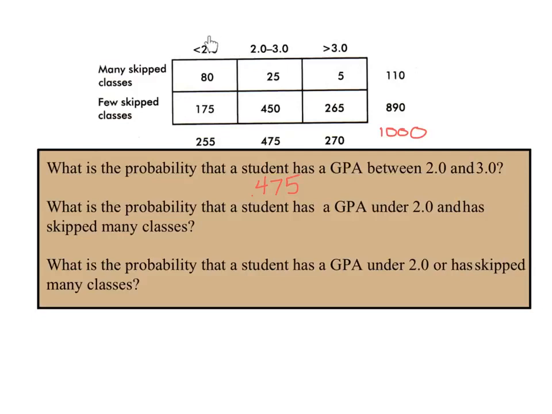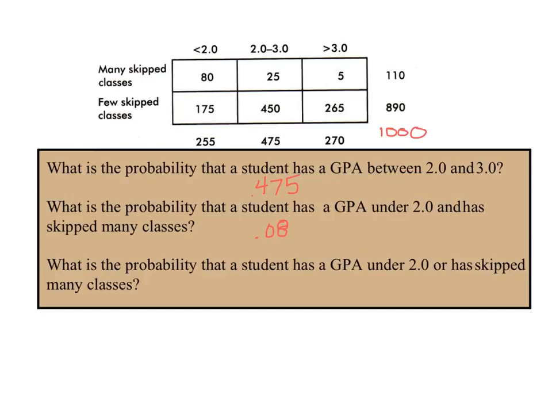What is the probability a student has a GPA under 2 and has skipped many classes? Okay, so GPA under 2 and skipped a lot of classes, so it's this cell right here. Out of the 1,000, so 80 divided by 1,000 is 0.08.